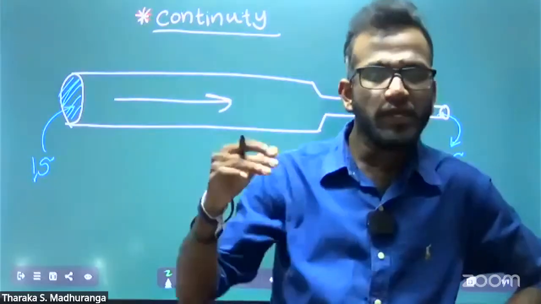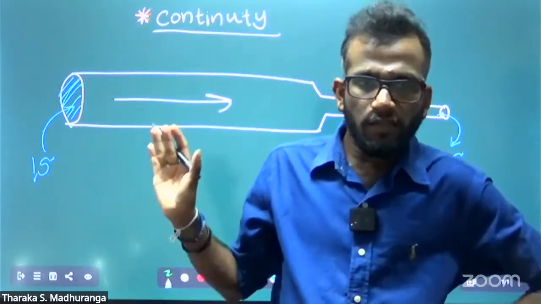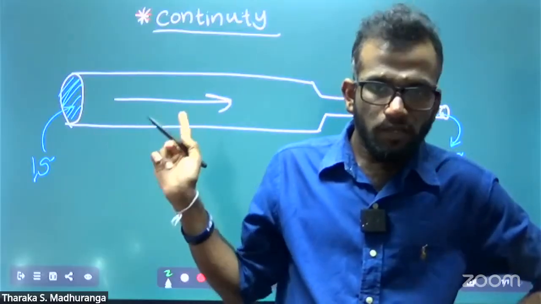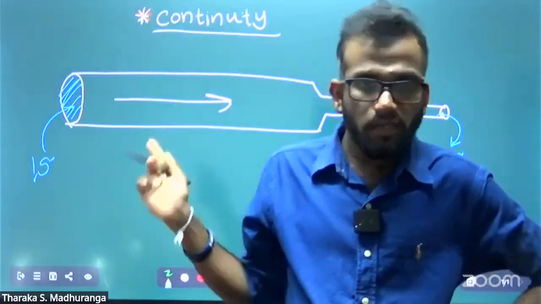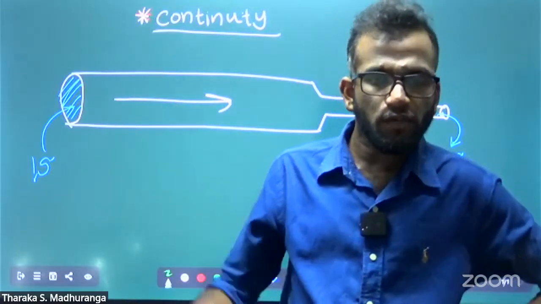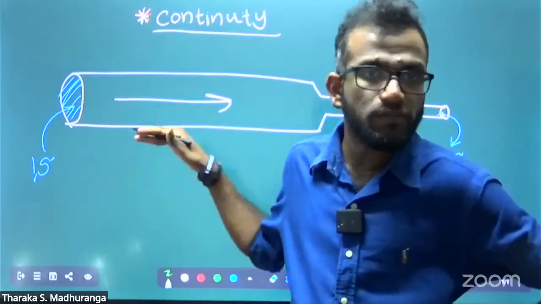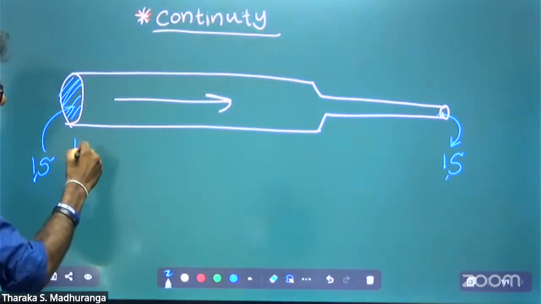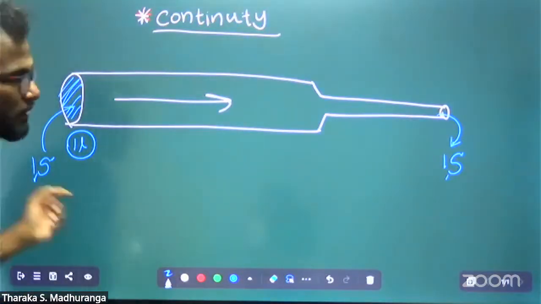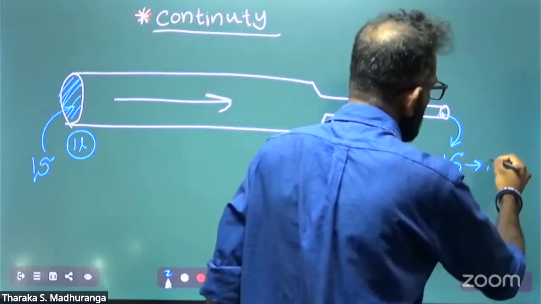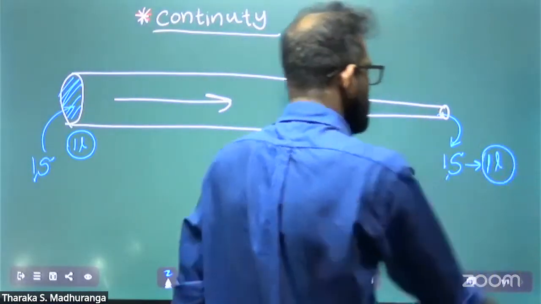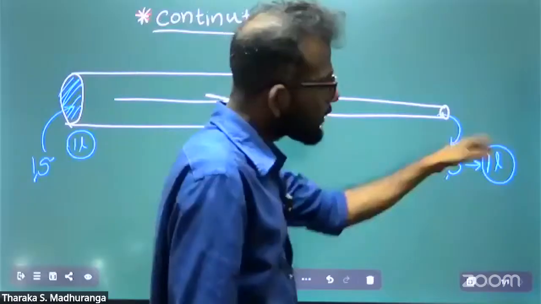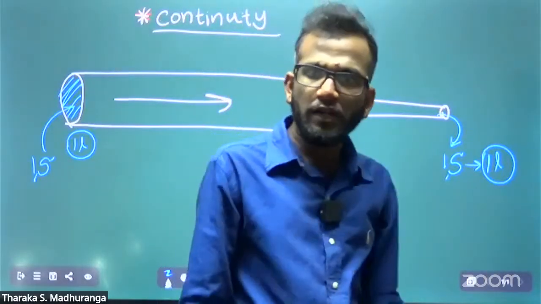The continuity meaning in physics is this: the amount of volume entering within unit time is equal to the amount of volume leaving out from the tube. That's the meaning of continuity of fluid moving through this pipe. As an example, think within 1 second 1 liter of water enters this pipe, and within 1 second 1 liter is leaving out.